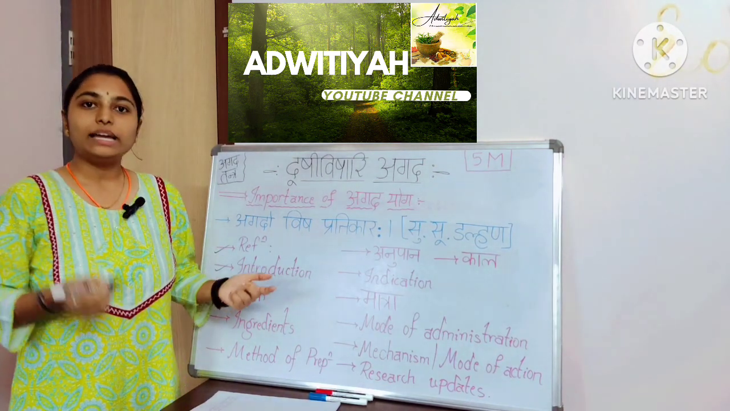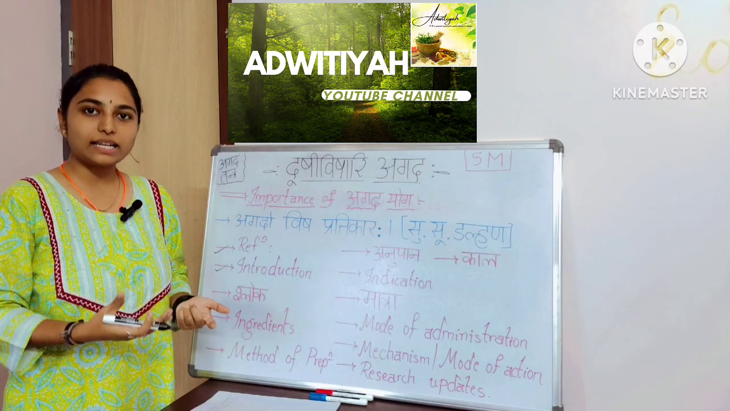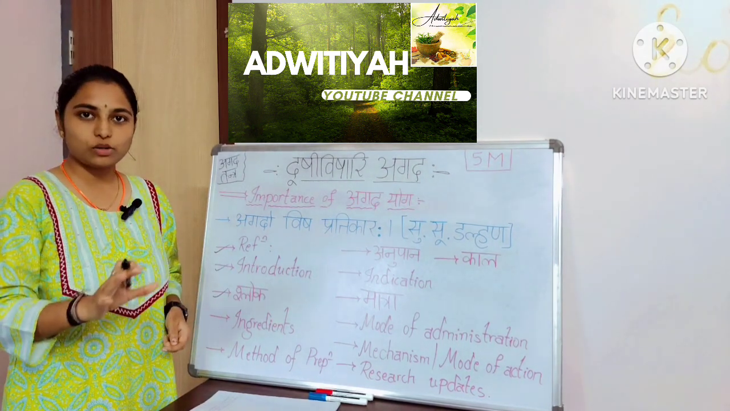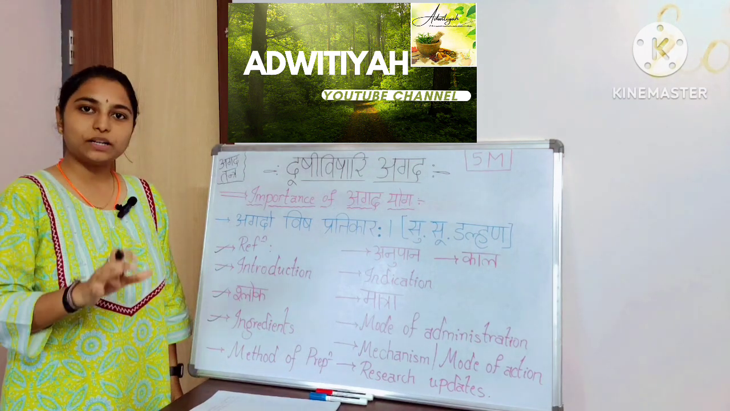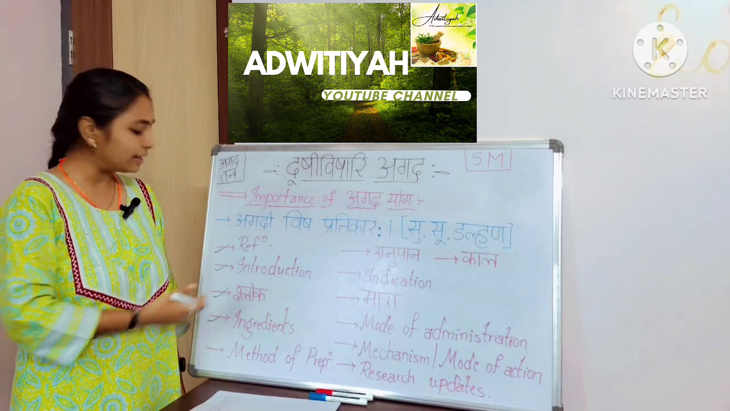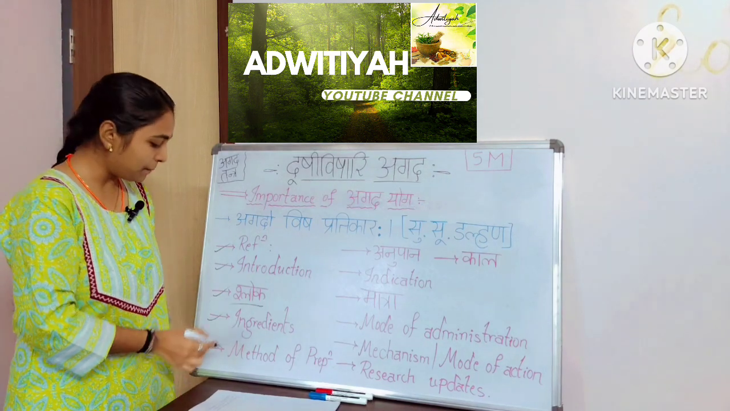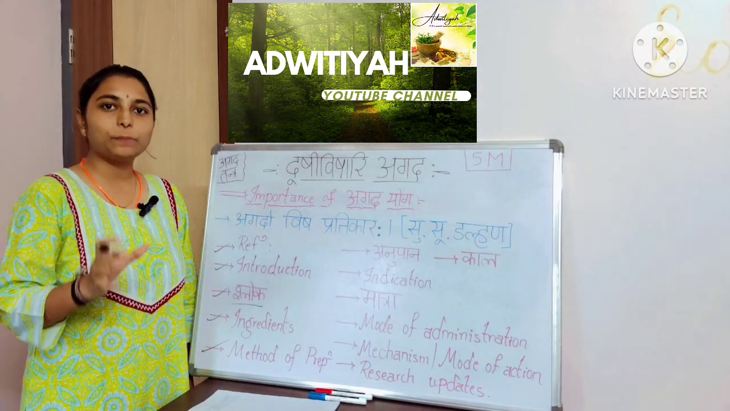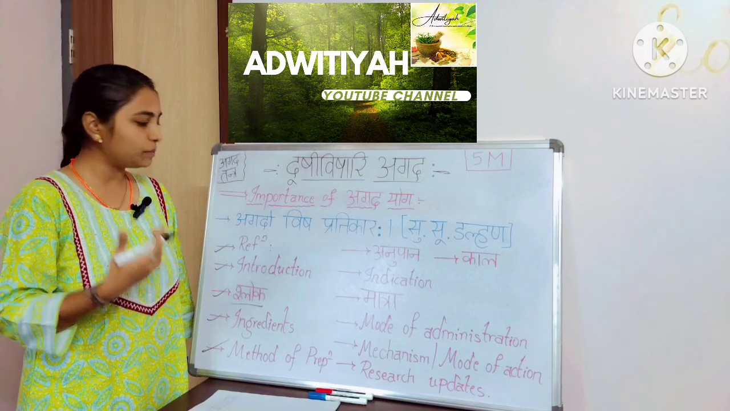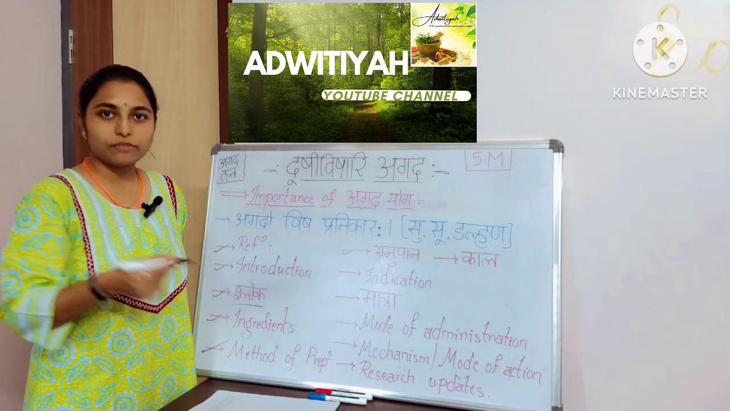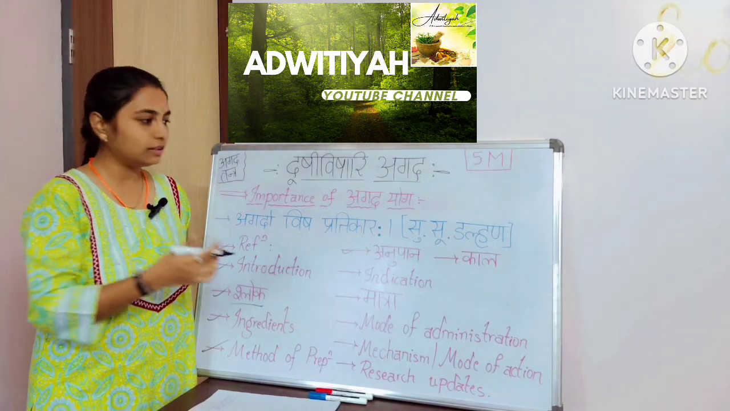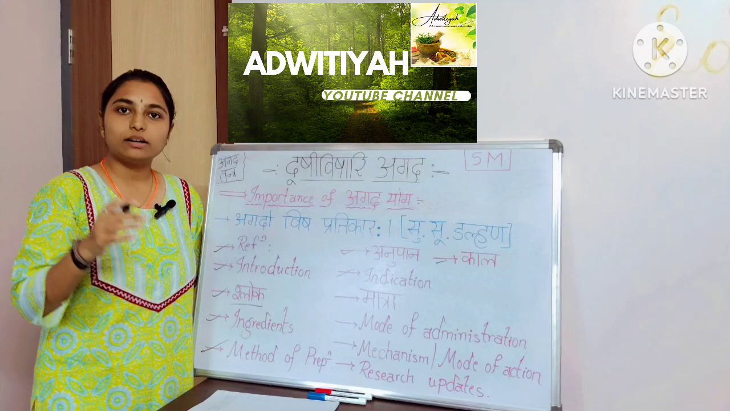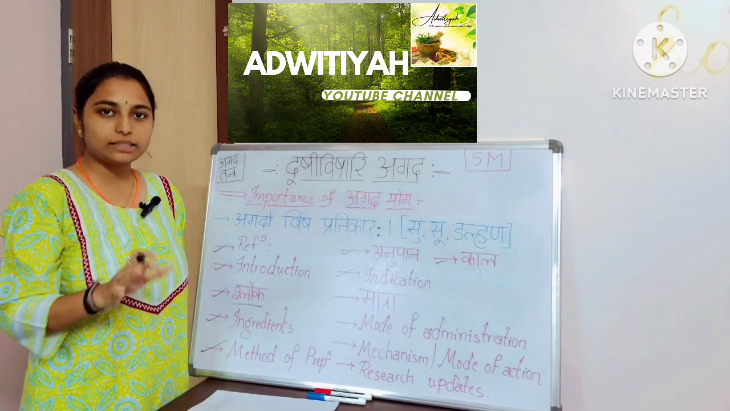Then introduction, in which all the samhitas and which acharyas have said about that particular agada is to be mentioned. Then shloka, we have to write the shloka. And then ingredients, what are the ingredients used in that particular agada, which will obviously be mentioned in the shloka itself. Then method of preparation, there will be a particular method to prepare a particular agada yoga, so that is to be mentioned here. Then anupana, with what we have to take that agada. Then kala, when it is to be administered. Then indication, during which conditions the particular agada can be given.